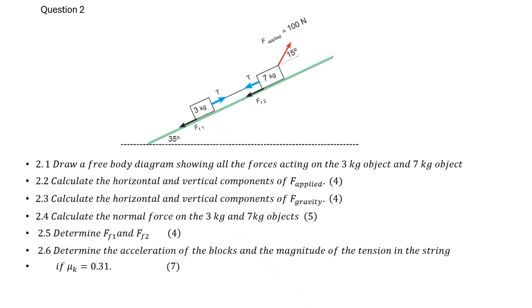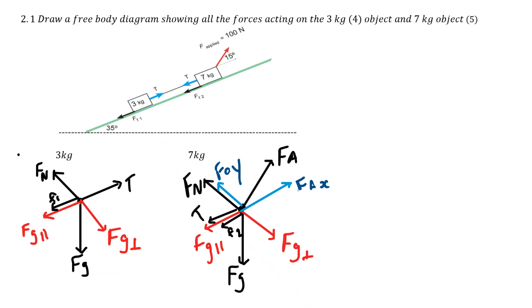Right, let's look at the first problem. Draw a free body diagram showing all the forces acting on the 3 kg and the 7 kg object. 4 marks for the 3 kg, 5 marks for the 7 kg. Now we won't ask both in the exam. You have to do one of the two in the exam. But yeah, I'm showing you that if you do both of them, you make your exam problem easier.